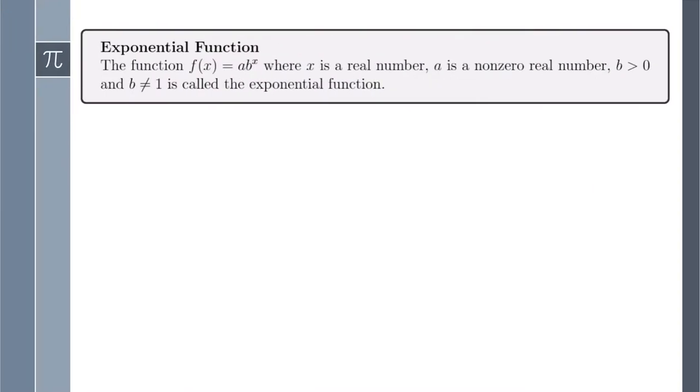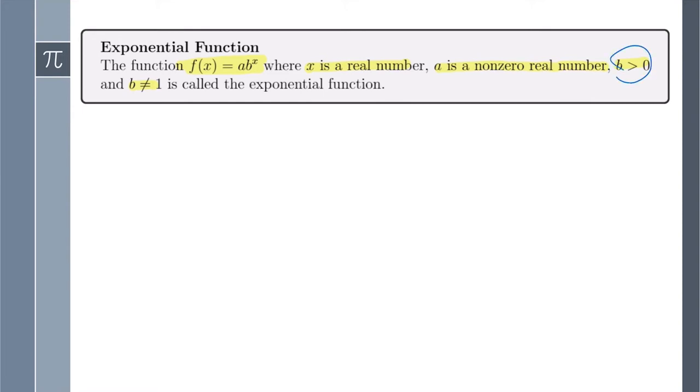So now here is the formal definition. Any function written in this form, f of x equals a times b raised to the power x, where x is a real number, a is a non-zero real number, and b is greater than 0, and b is not equal to 1, is called an exponential function. So it's very important that b is greater than 0.